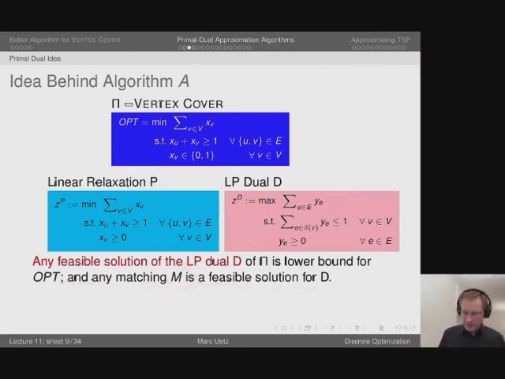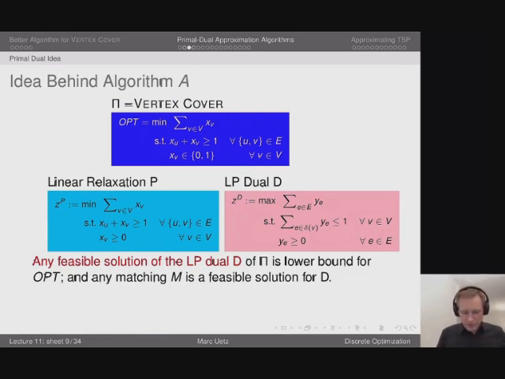Okay, and the algorithm was exploiting the fact that any matching in the graph is a feasible solution in this dual, right? Any matching fulfills all the constraints in this dual, so it's a feasible, not necessarily an optimal solution for this dual. But any feasible solution of this LP dual is good enough to provide a lower bound for this primal integer problem here. Why is that? Well, because any solution of this LP dual, that's a maximization problem, is a lower bound for any solution of this LP primal. And this one is again a lower bound on this integral version of the problem, because this is the less constrained problem. Okay.